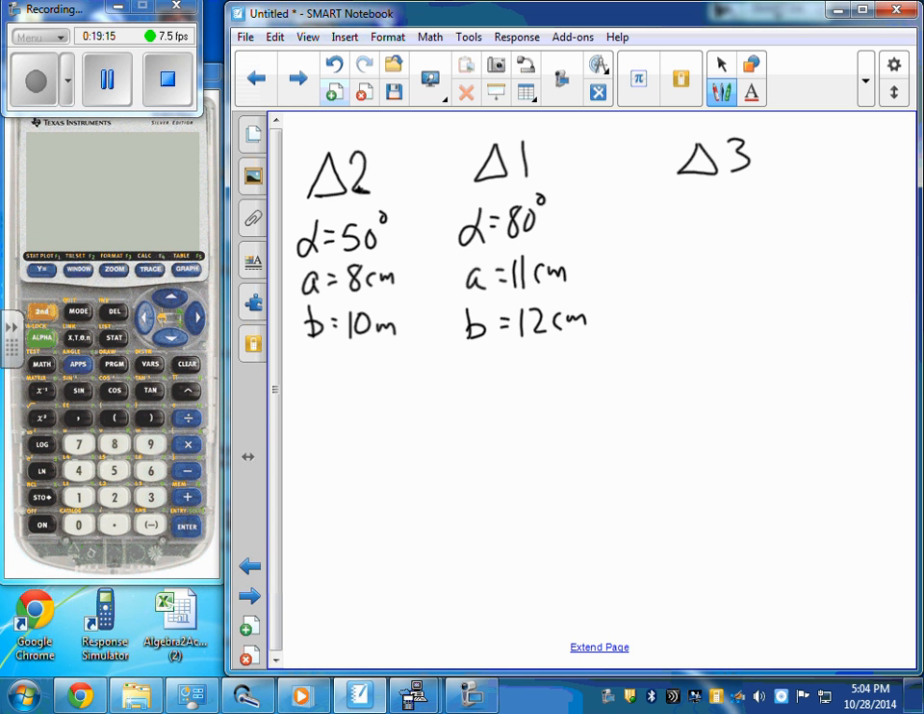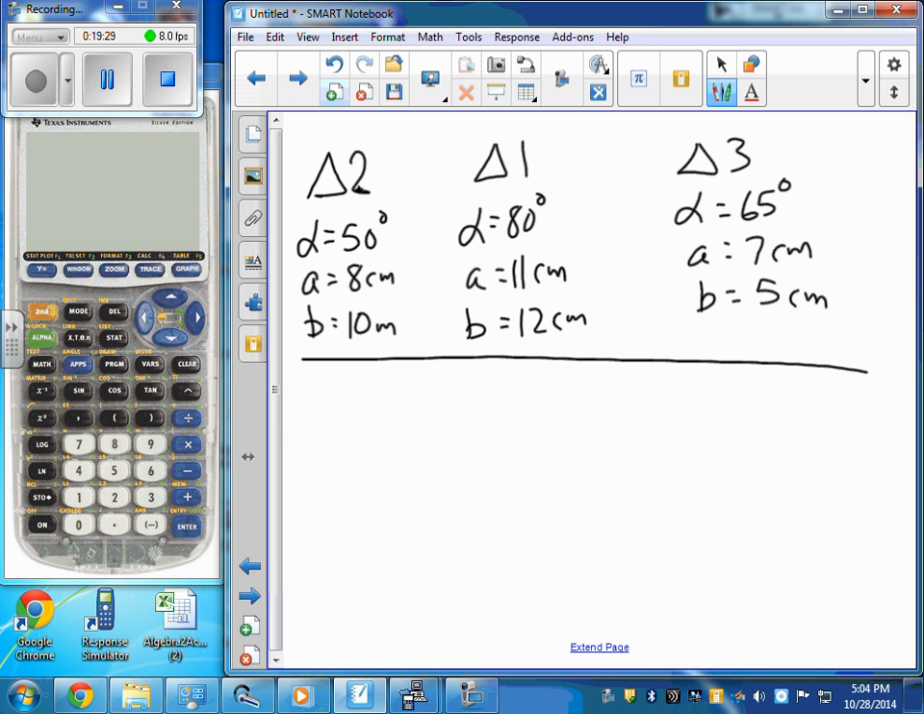And this last guy, we had alpha was 65 degrees, and A was 7 centimeters, and B was 5 centimeters. So I think it would be good practice to take each one of those, work them through, find which one is impossible, find which one is unique, and for the one that's ambiguous, again, check not only beta 1 but also beta 2. Make sure that you chase down gamma 1 and C1 and gamma 2 and C2. Happy trig!